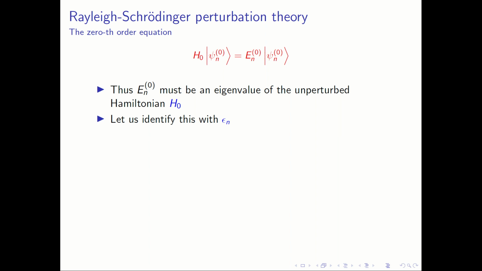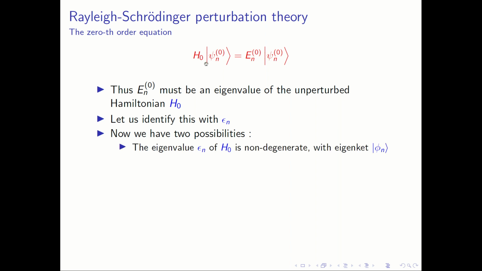Now, we can have one or two cases. This eigenvalue epsilon n of H0 may be non-degenerate with eigenket phi n. That means all eigenkets corresponding to epsilon n are either phi n or a multiple, which essentially means phi n. So, that is one possibility. In this case, it is easy to identify what psi 0 is. psi 0 has to be phi n up to an overall constant which does not matter.